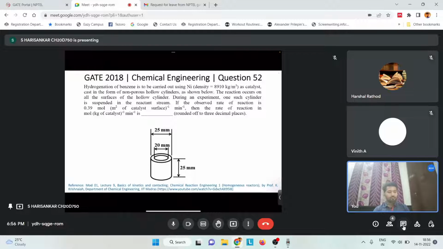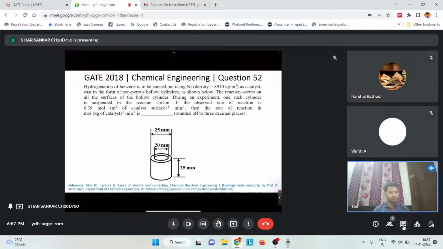Hydrogenation of benzene is to be carried out using nickel with a density of 8910 kilogram per meter cube as catalyst, cast in the form of non-porous hollow cylinders as shown below. The reaction occurs on all the surfaces of the hollow cylinder. During an experiment, one such cylinder is suspended in the reactant stream. If the observed rate of reaction is 0.39 mole per meter square of the catalyst surface per minute, then the rate of the reaction in mole per kilogram of catalyst per minute is dash, rounded off to 3 decimal places.